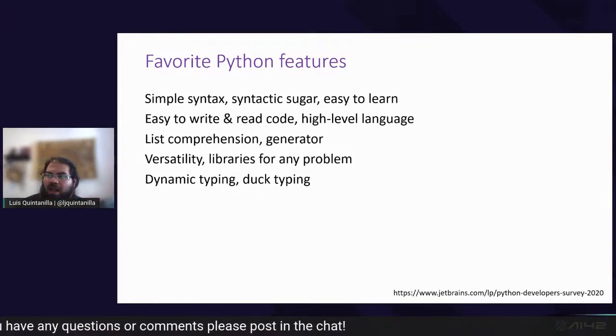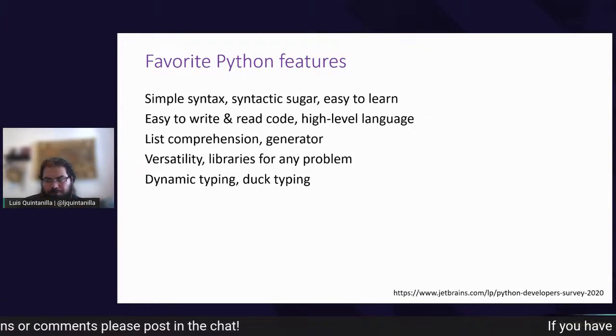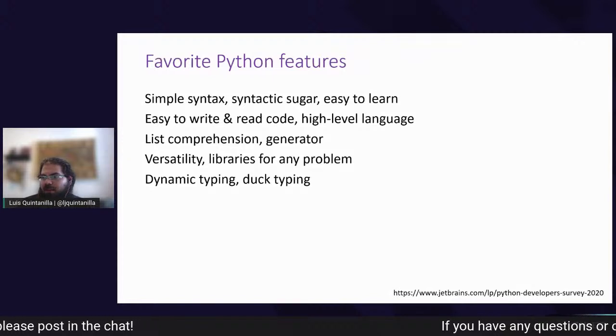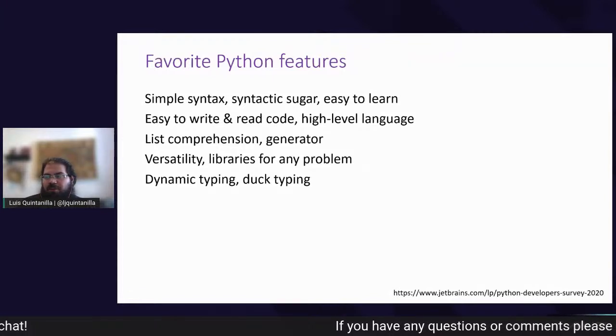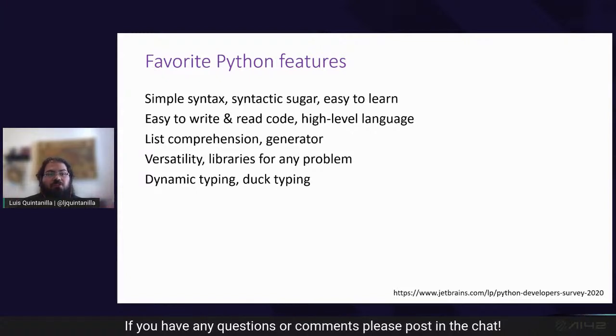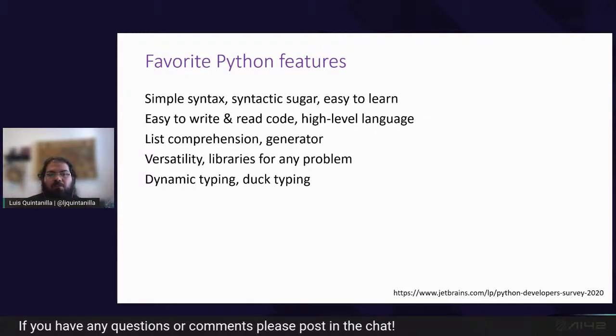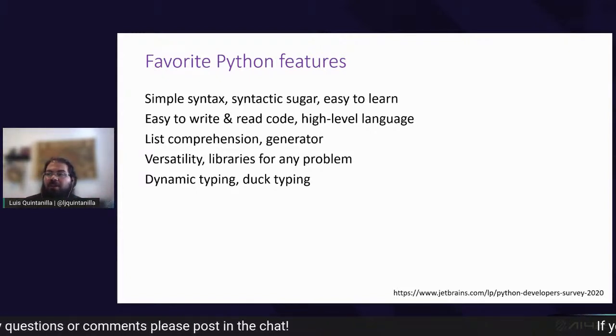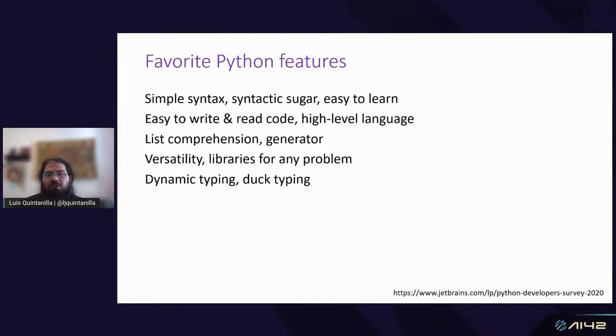When folks were asked, what are your favorite Python features? There's a few of them here, right? One of them was the simple syntax and the syntactical sugar, that it was easy to learn, right? It's very easy to read, easy to write. It's a high level language that you can use for a lot of things. It had things like list comprehension and generators. There's libraries for any problem, and then they like the dynamic typing or the duck typing from a language level, right?